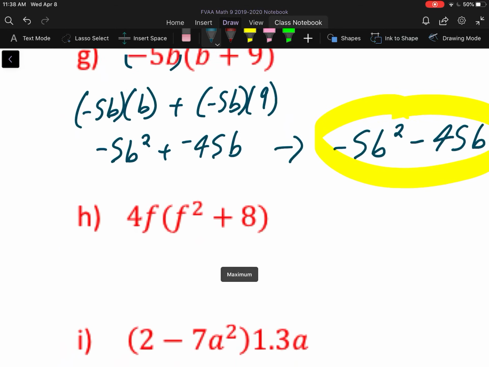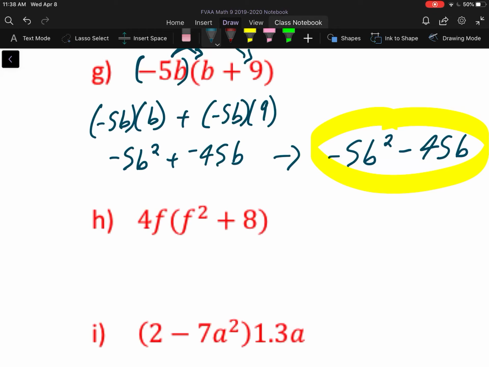Same thing here, though I'm not going to show that middle step here, but I want you guys to see it. So I do 4f times f squared, which is going to give me 4f cubed, right? Remember those exponent laws? F to the 1 times f to the 2 is equal to f to the 1 plus 2, which is equal to f cubed. Okay, and then 4f times 8 is equal to 32f.